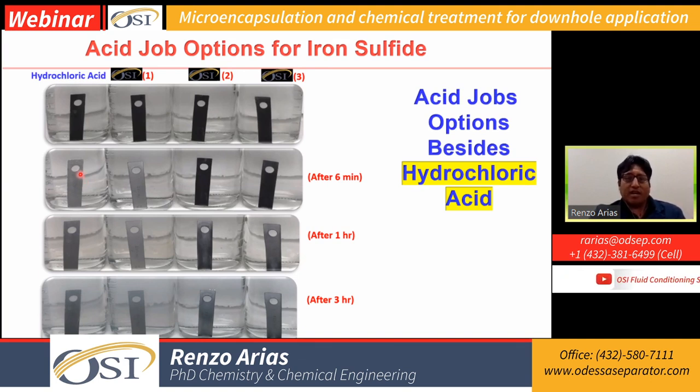So what options do we have to replace the acid job instead of hydrochloric acid? The first option, and you can see here after 8 minutes you get the same results, but it's not hydrochloric acid. That's our acid surfactant. The main advantage of using the acid surfactant is that it's not going to harm your system compared to hydrochloric acid. And because of the surfactant activity, it's going to create a coating that acts as a corrosion inhibitor for this particular system.